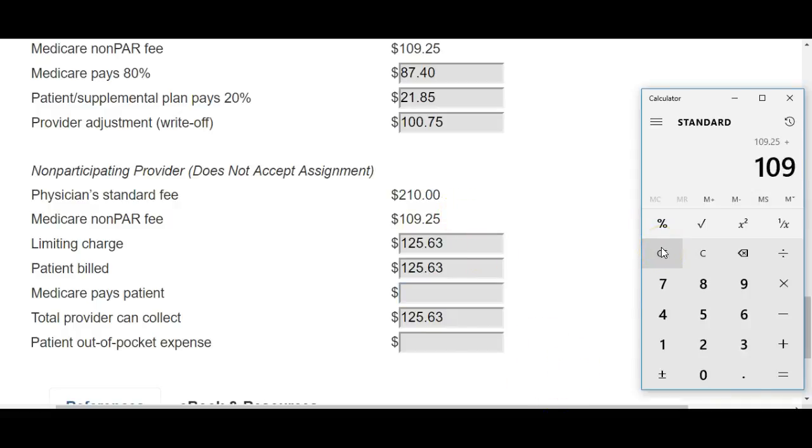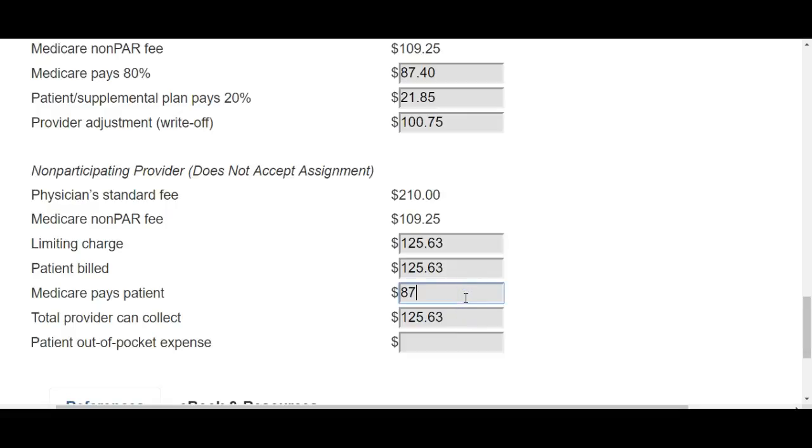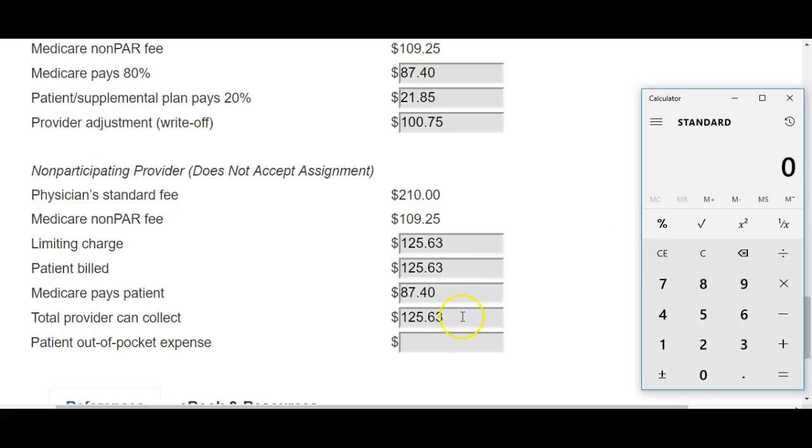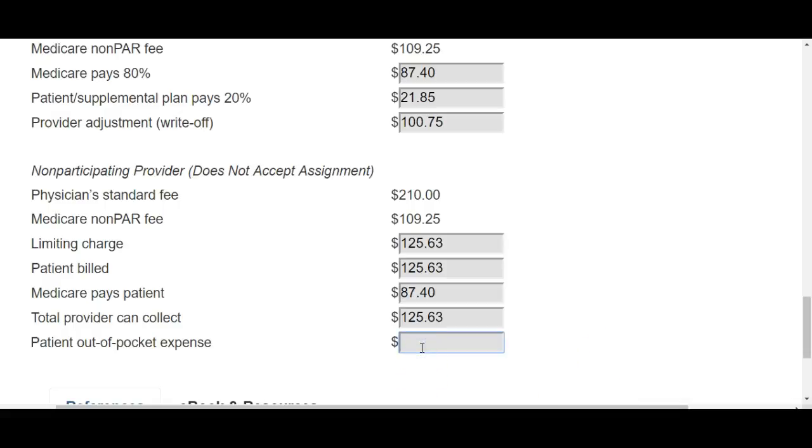So let's figure that out. 109.25 times 0.8 is 174. That's not right. 109.25 times 0.8 is 87.40. Okay, so 87.40 goes here. And then, since we're allowed to bill a little bit higher because of this limiting charge here, we're going to figure out what the patient's out-of-pocket expense is going to be, what they're going to eat of this after Medicare pays. We're going to take 125.63 minus 87.40, and that's going to give us 38.23 that goes here, okay? So I don't know if you've jumped ahead of me yet and done the math, but 38.23 and 87.40 equals the amount that the patient is billed.